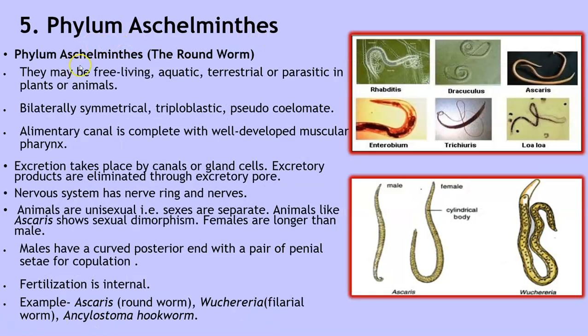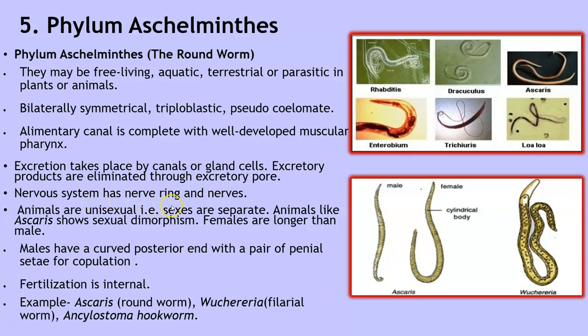The next phylum is Aschelminthes, which are called roundworms. They may be free-living, aquatic, terrestrial, or parasitic in plants or animals. Parasitic is living in the higher plants or animals, and they cause disease in these organisms. They are bilaterally symmetrical, triploblastic pseudocoelomates. Alimentary canal is complete with a well-developed muscular pharynx. Excretion takes place by canals or gland cells. Excretory products are eliminated through the excretory pores.